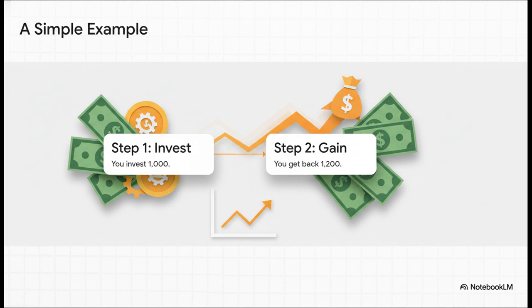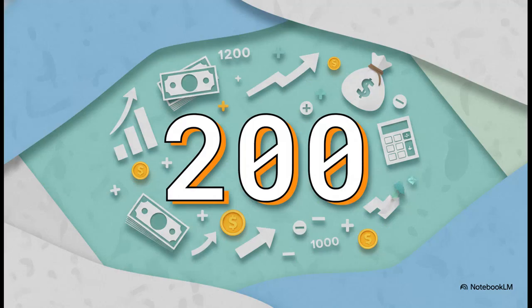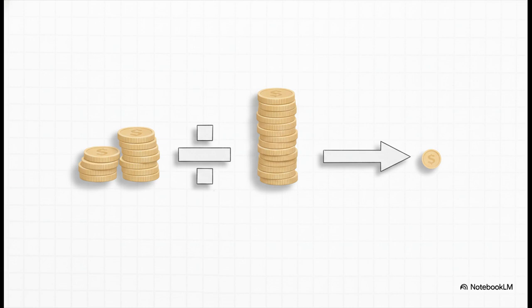Imagine you invest $1,000 into something. Sometime later, you cash out and get $1,200 back. Now, let's plug these numbers into our formula. Okay, first step, let's get the profit. You got $1,200 back, and you started with $1,000. So $1,200 minus $1,000 leaves you with a nice, clean profit of $200. Easy enough. Next, we take that $200 profit and we divide it by our original $1,000 investment.